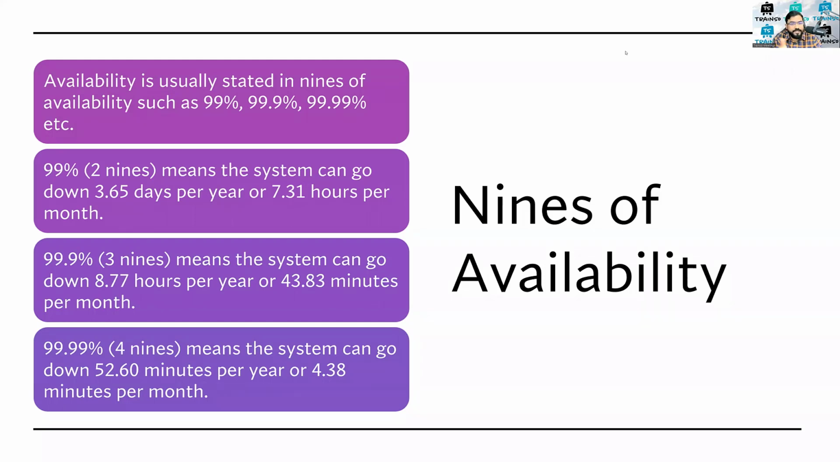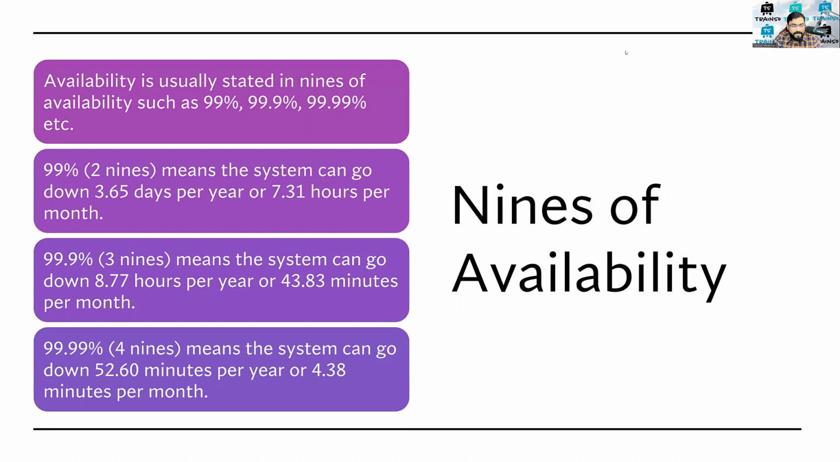Okay, as an unofficial assignment, find out a few systems on cloud or on premises which have very high availability, more than 7 nines. And 99%, or 2 nines, means the system can go down 3.65 days per year or 7.31 hours per month.